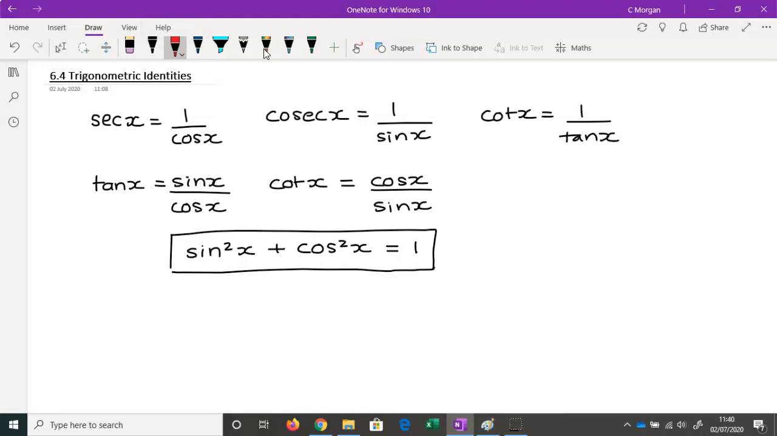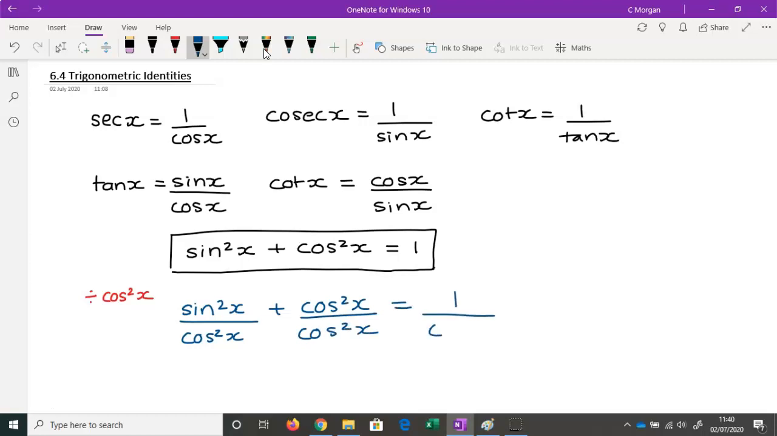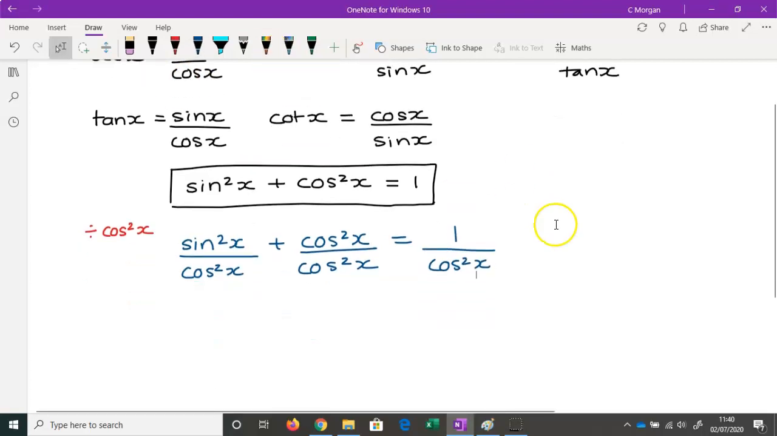Now what I'm going to do with that is I'm going to divide through by cos squared x. If I divide every single term by cos squared x, I get sine squared x over cos squared x, add cos squared x over cos squared x, is equal to 1 over cos squared x. Now by doing that, I'm going to create another identity that's going to be really useful to us.